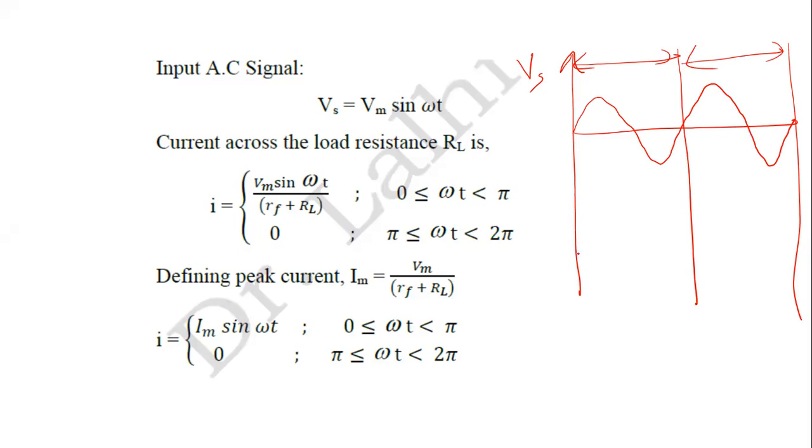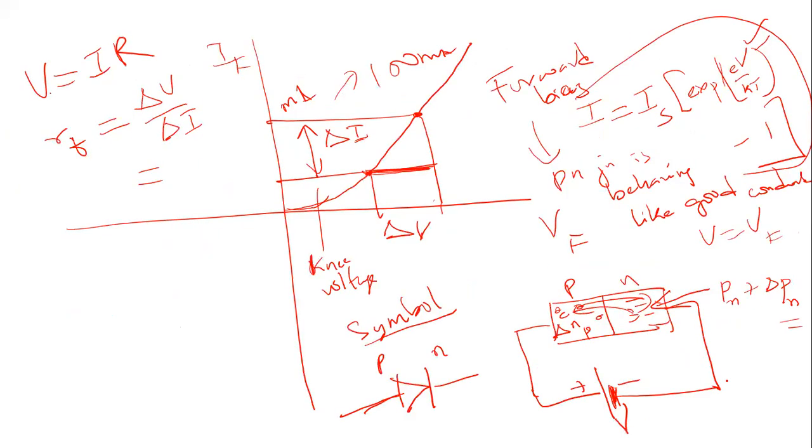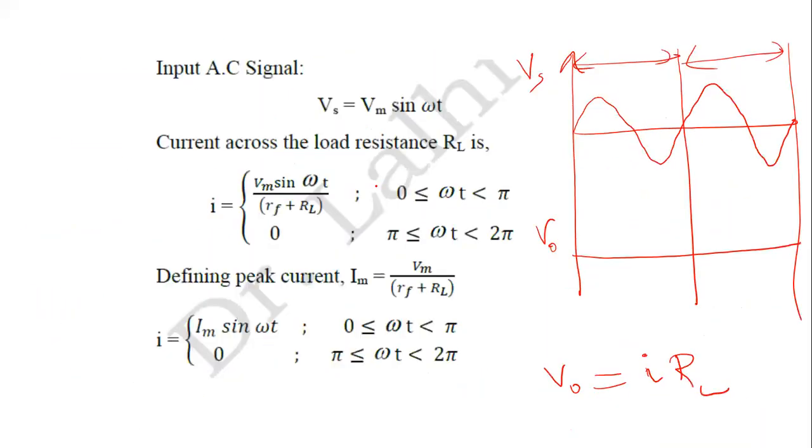And now, what will be the voltage across the load resistance? The voltage that will appear across the load resistance, let's say V0, will be the current passing through the load resistance times the resistance value RL. So V0 = I × RL. Here RL is the resistance in this load circuit, and let's say I is the current passing through this circuit. Now I into RL will give you your voltage.